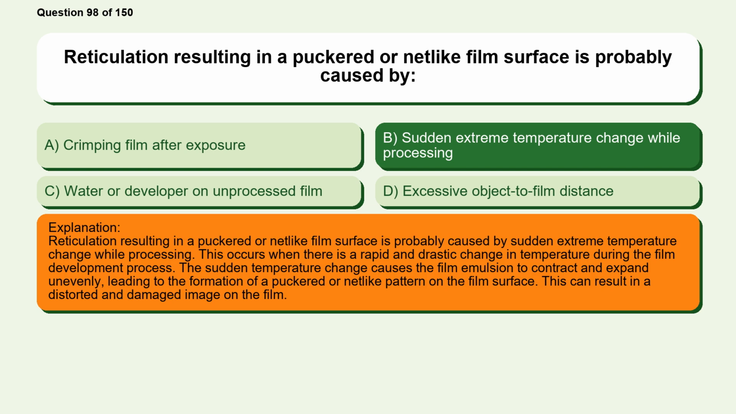Reticulation resulting in a puckered or net-like film surface is probably caused by sudden extreme temperature change while processing. This occurs when there is a rapid and drastic change in temperature during the film development process. The sudden temperature change causes the film emulsion to contract and expand unevenly, leading to the formation of a puckered or net-like pattern on the film surface. This can result in a distorted and damaged image on the film.